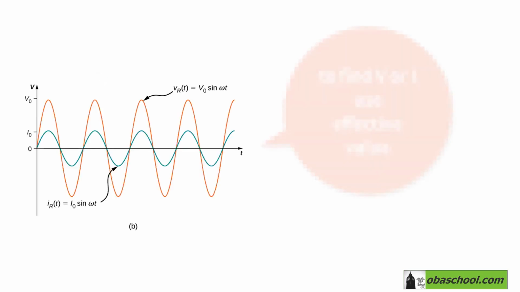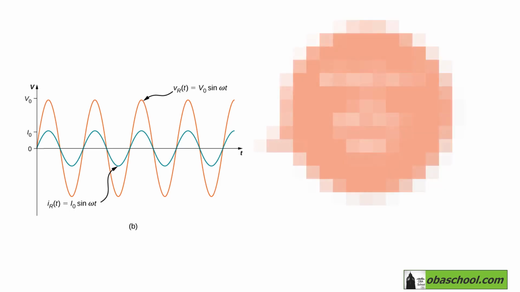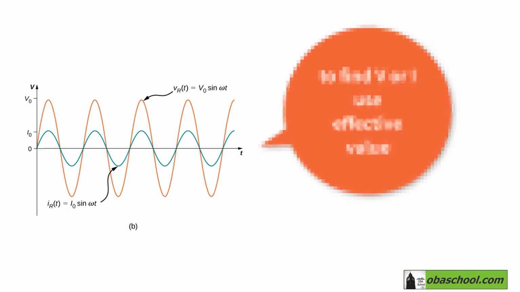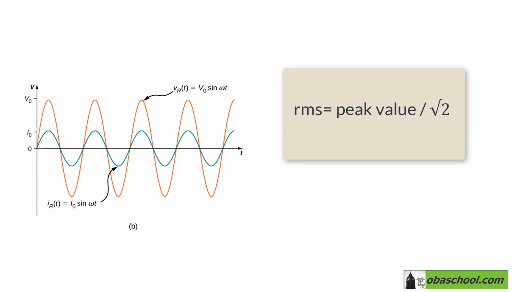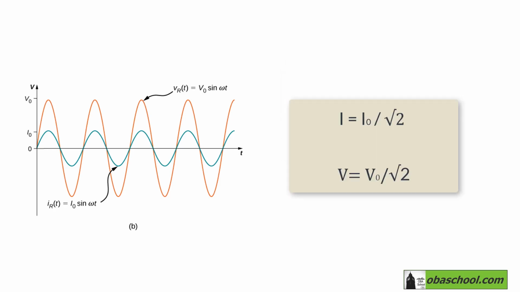If we need to measure the size of an alternating potential difference or current, we need to use the effective value, which is called the root mean square value. In fact, the root mean square is equal to the peak value over root 2. So, for current, I RMS is equal to I0 divided by root 2. Or for the potential difference, V RMS is equal to V0 divided by root 2.